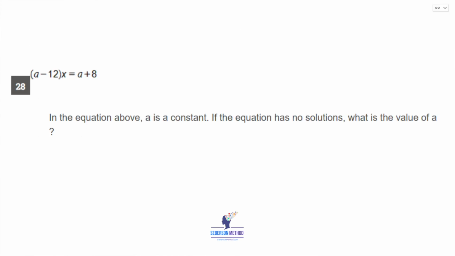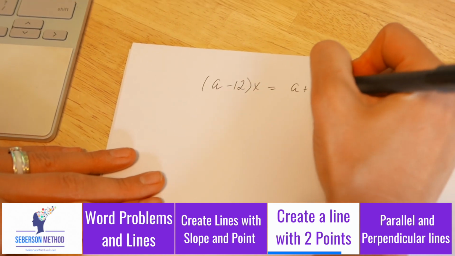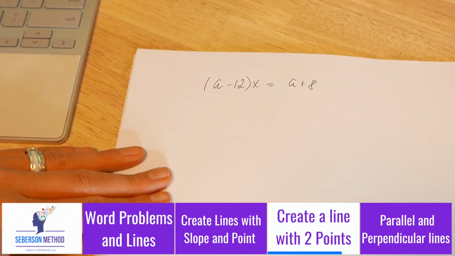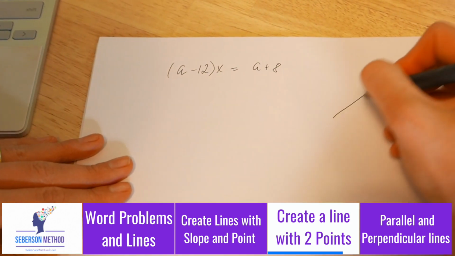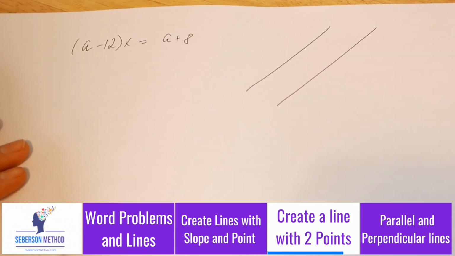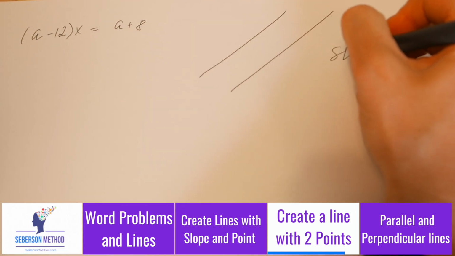This is another question. This is pretty complicated, and dutifully so. It's problem number 28 on the calculator section. I want you to pause this video and try to solve it. All right, I hope you gave it an honest shot. Let's take a look at this problem. a minus 12 x equals a plus 8. Well, first of all, the question is telling us that the equation has no solution. When does a system of linear equations have no solution? When two lines are parallel. What happens to the slopes when two lines are parallel? The slopes are the same.